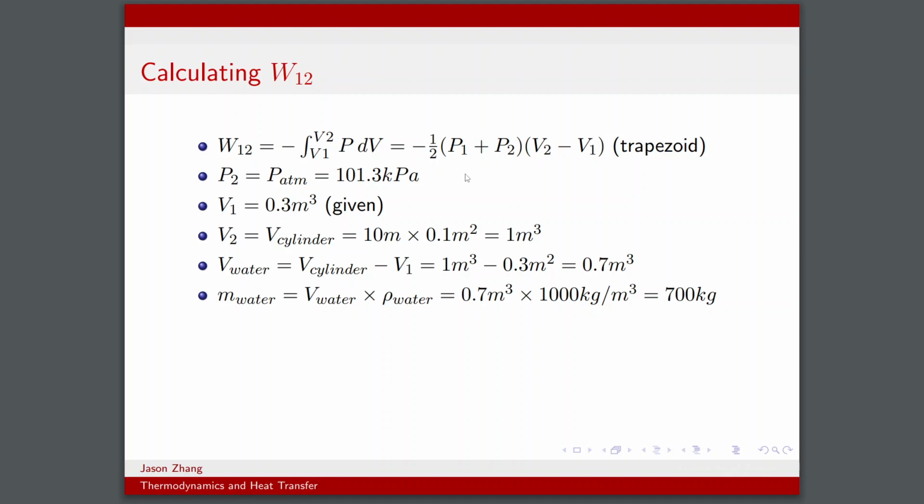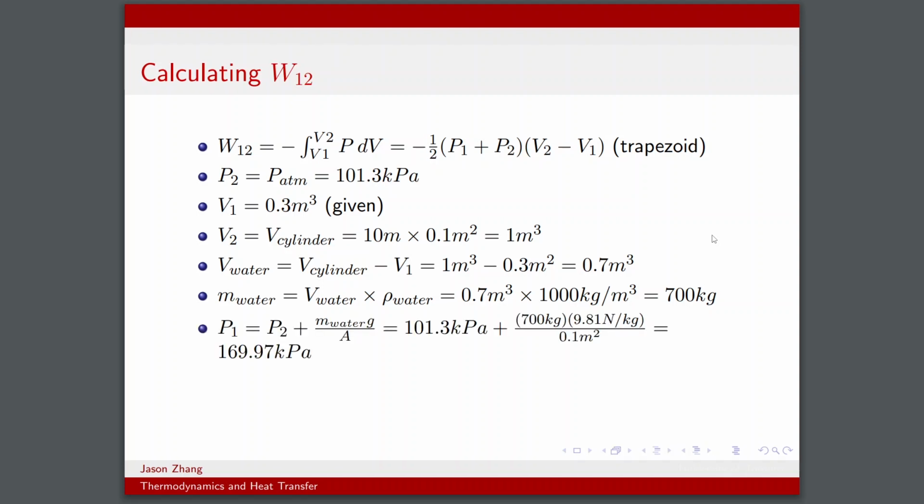So we know the volume of the water, we know the density of water. Again, we were given the temperature of water in the question. That's not super relevant. It could have some impact on the density, but for the purposes of this question, we don't really care about that. We just say 1,000 kilograms per cubic meter. So the total mass of water is 700 kilograms.